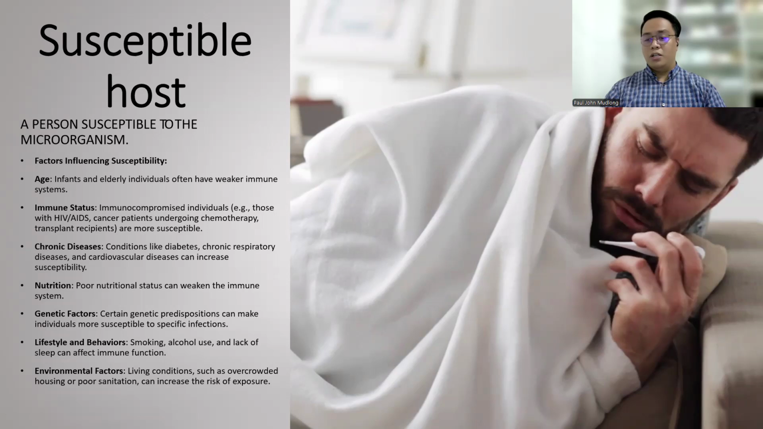If you go to areas with poor housing projects, like Payatas and Tondo, they have poor sanitation and overcrowded housing. So there is a risk of exposure to a lot of microorganisms.